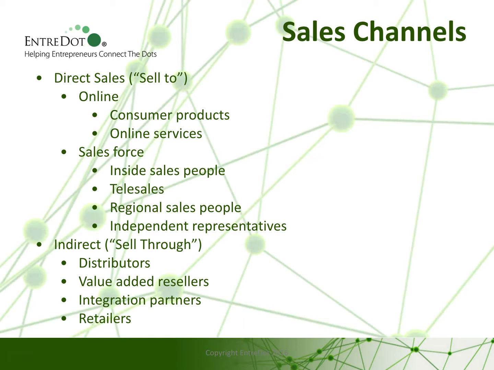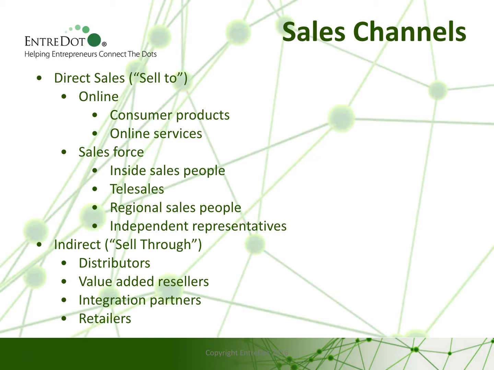Let me paint the forest here before we get into the trees and the moss on the trees, and talk about sales channels generally. Sales channels is a fancy sales term meaning the manner in which you sell. And there are 2 forms. Direct selling, which means you sell direct to your potential customer, or selling through, which is indirect. That means you're selling through a third party who in turn sells to your potential customers. Direct, indirect. I think you get the picture.